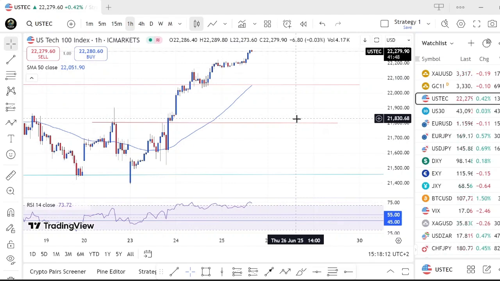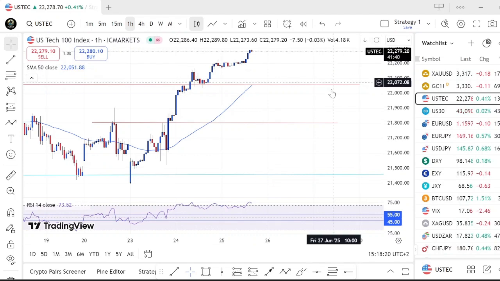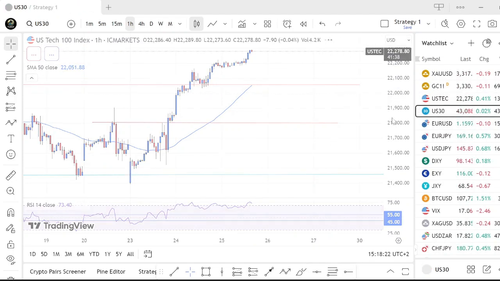No signs of a retracement just yet, but I'll be waiting for the retracement to get back within that sweet spot region, potentially at the 22,050 level, where I can then expect a bounce to the upside.